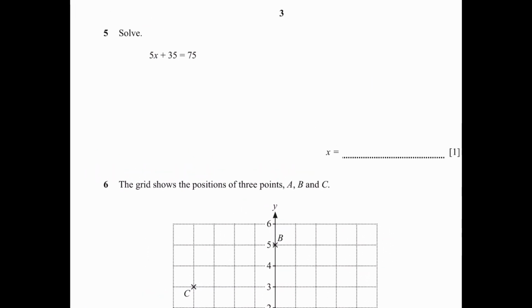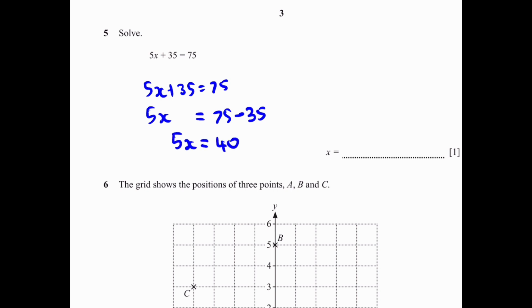Solve 5x plus 35 equals 75. So 5x will be equal to 75 minus 35, inverse operations. 5x is equal to 40. x is equal to 40 by 5. And x is equal to 8. So 8 is the answer.